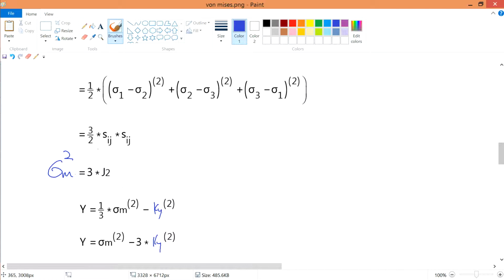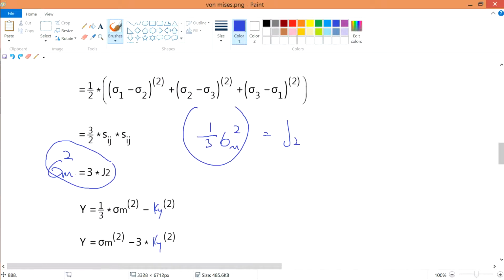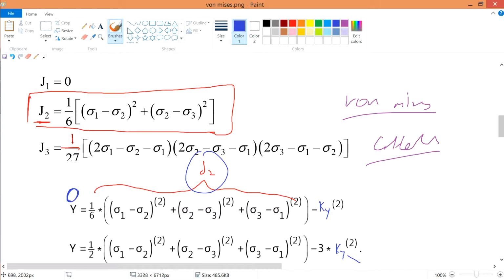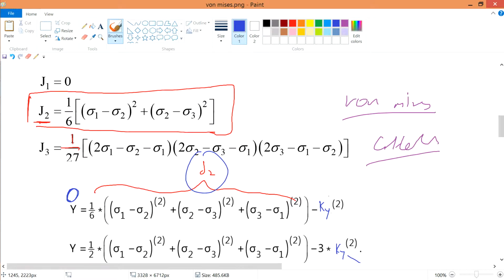So if I were to rewrite this one as 1/3 sigma m squared, which is equal to J2, which is also equal to the J2 that we have seen over here, we just substitute in this value as our J2 now, instead of all this chunk. So when I do that, I substitute in over here, while the minus ky squared, I actually keep it still.